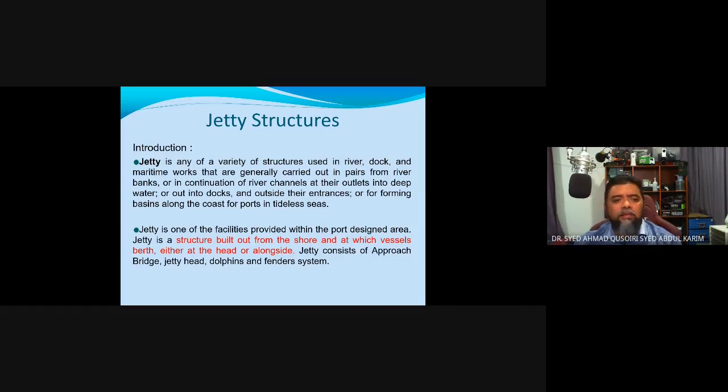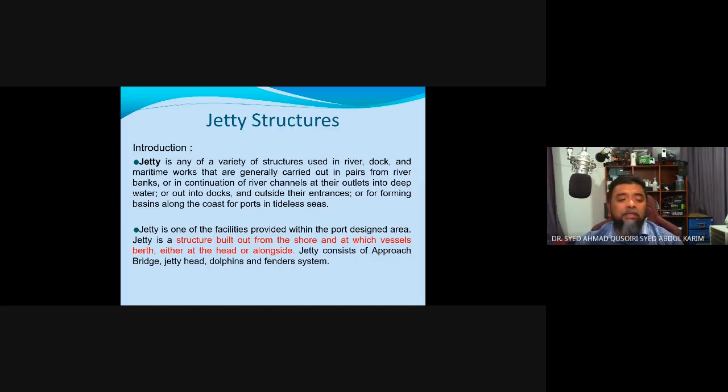Jetty is basically a variety of structures used in river, docks, and maritime works that are generally carried out in pairs from river banks or in continuation of river channels at their outlets into deep water or out into docks and outside their entrances or forming basin along the coast for ports and tidal seas.